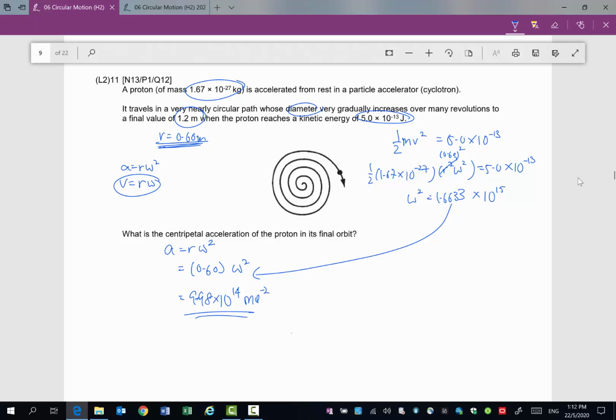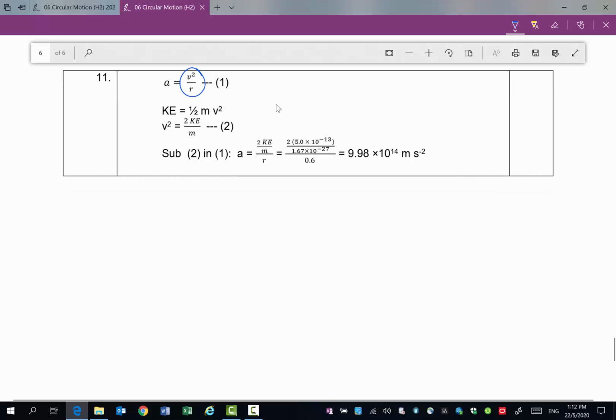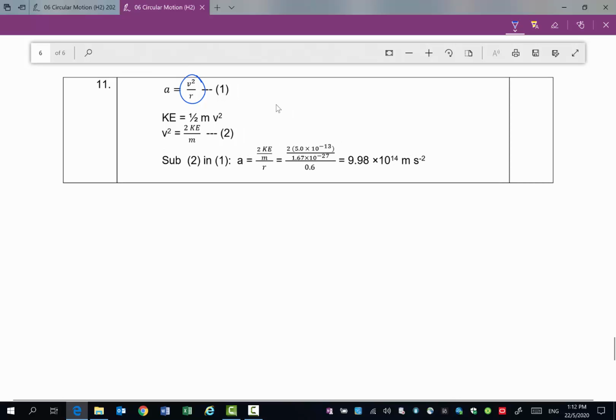Okay, so this is one way we can solve for centripetal acceleration. In our typewritten solution, we have used another way. So the formula we use, instead of r omega squared, is a equals v squared over r. And this is equally sensible because we have KE equals half m v squared. So we can make v squared the subject, which is 2KE over m, without converting to r omega in the equation for v. So this is equally viable.